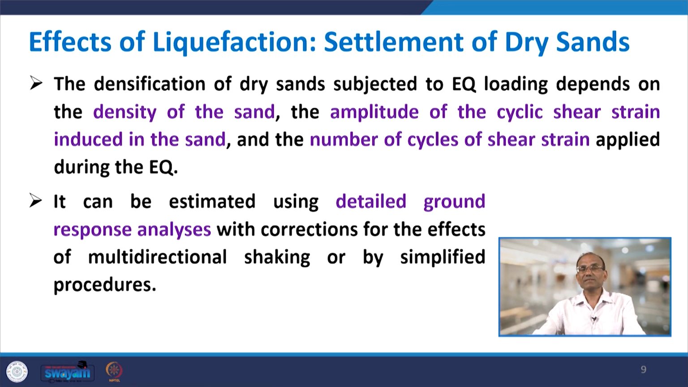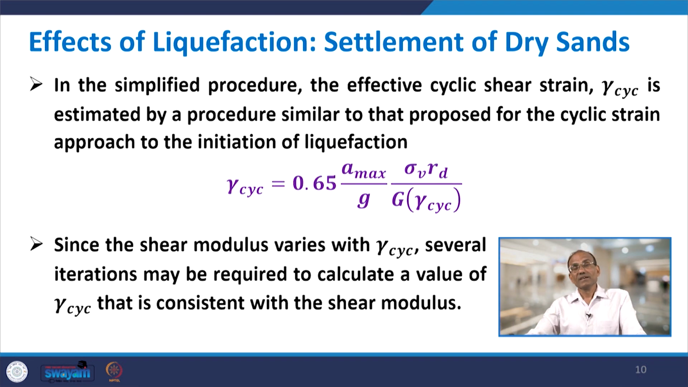It can be estimated using detailed ground response analysis with corrections for the effects of multi-directional shaking, or by a simplified procedure. So, using ground response analysis, the settlement of dry sands can be estimated, and there could be a simplified procedure also. For example, in the simplified procedure, the effective cyclic shear strain, which we say gamma cycle, is estimated by a procedure similar to that proposed by the cyclic strain approach to the initiation of liquefaction.